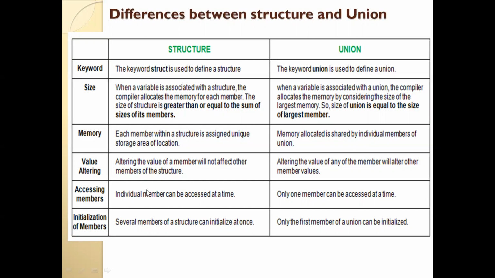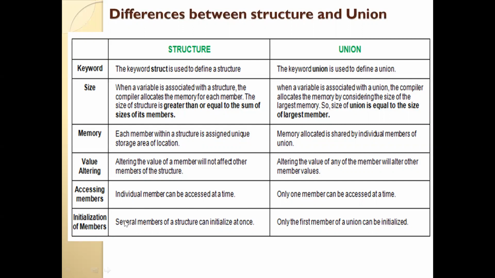Now see one more difference. In case of structures, you can access all the individual members at a time. But in case of union, at a time we can access only one member, because at a time we can store only one member in the union memory. That is the reason why at a time we can access only one member from the union. But in case of structures, we can access all the members at a time.